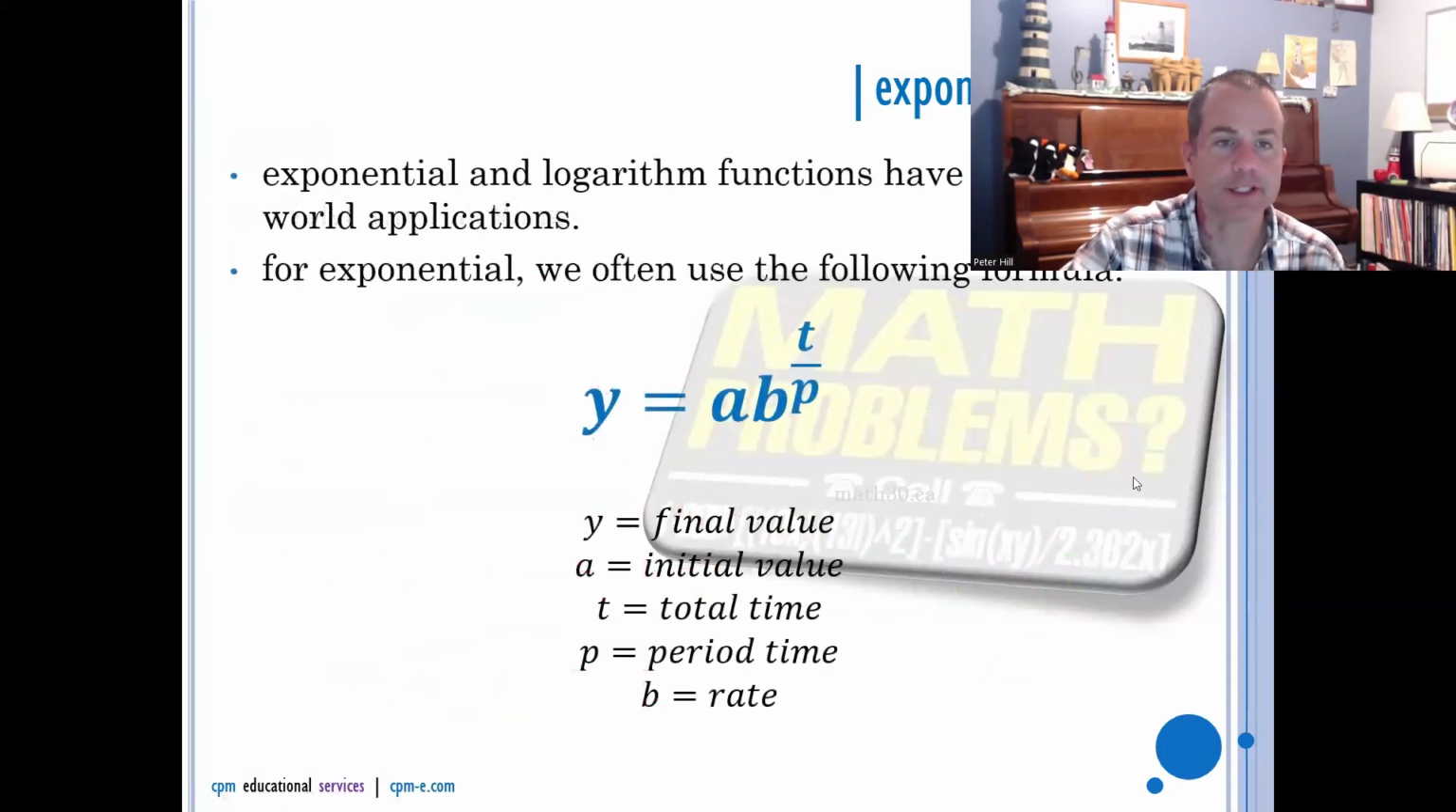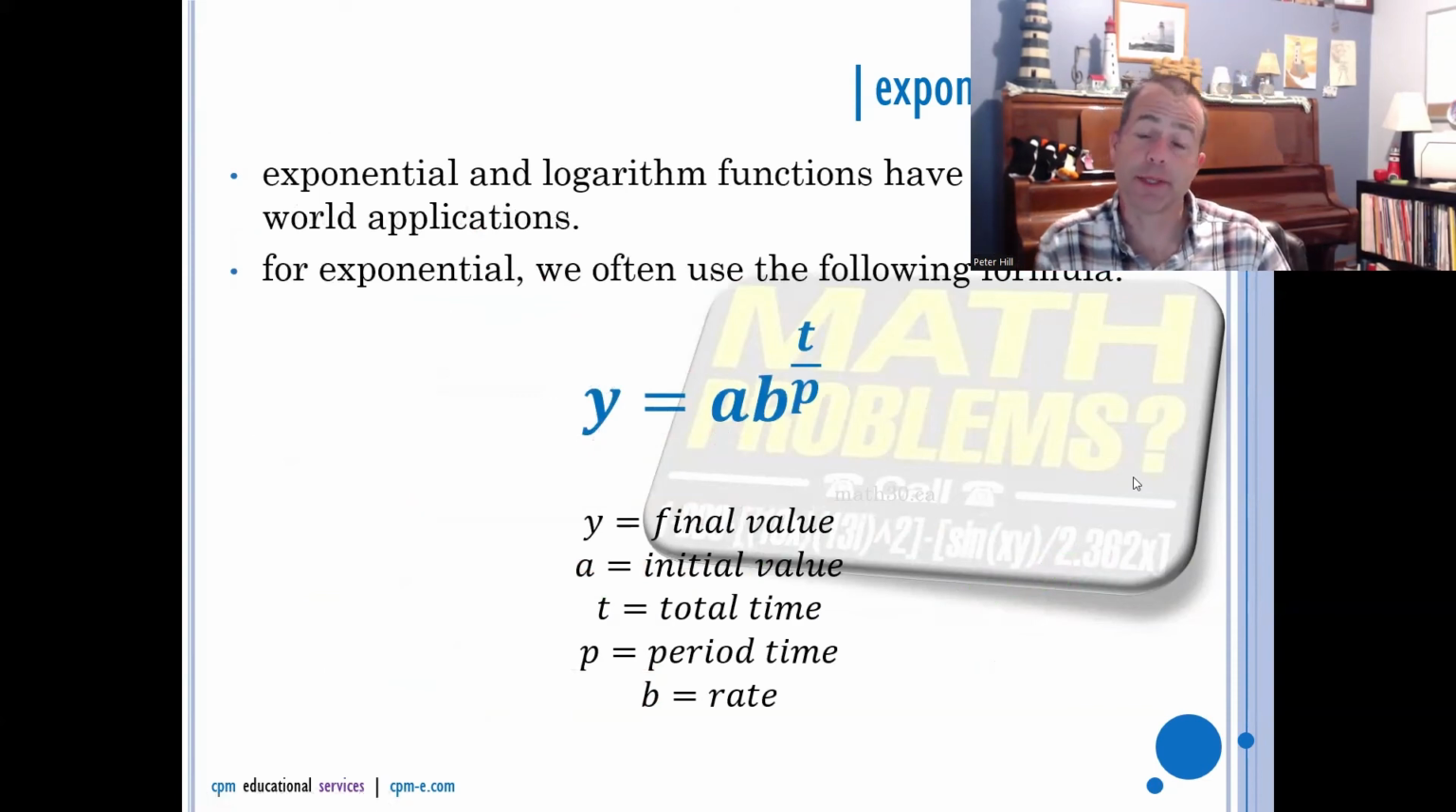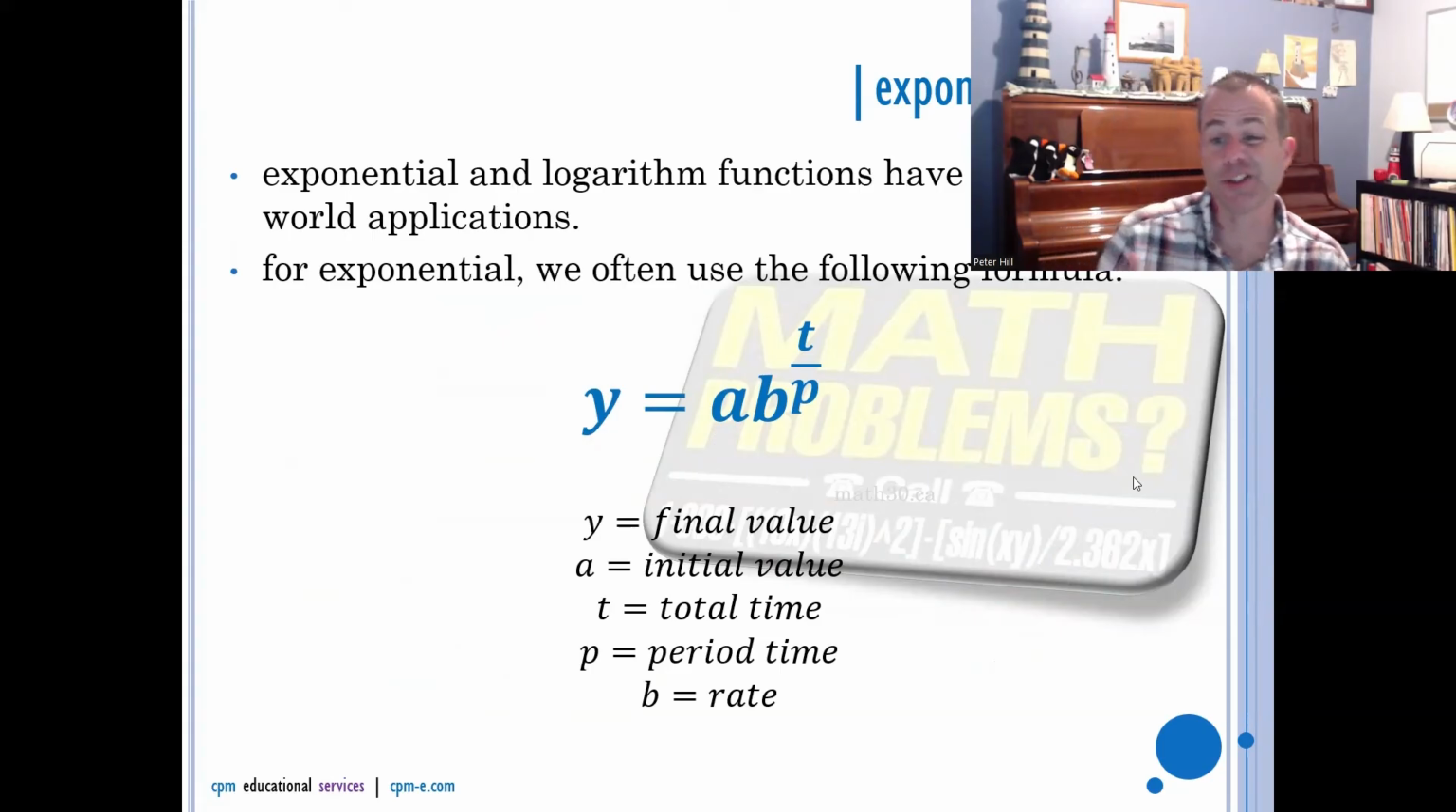Now, the last little section here is to get into applications, both exponential and logarithmic applications, okay? For exponential, we're going to look at this formula, y equals ab to the t over p, and everything I do with you will involve this formula, okay? With logs, it's a little different, but you don't have to stress about it because whatever formula you need will be given to you in the question. The exponential ones, the formulas won't be given to you because you can use this guy, and this guy is on your formula sheet.